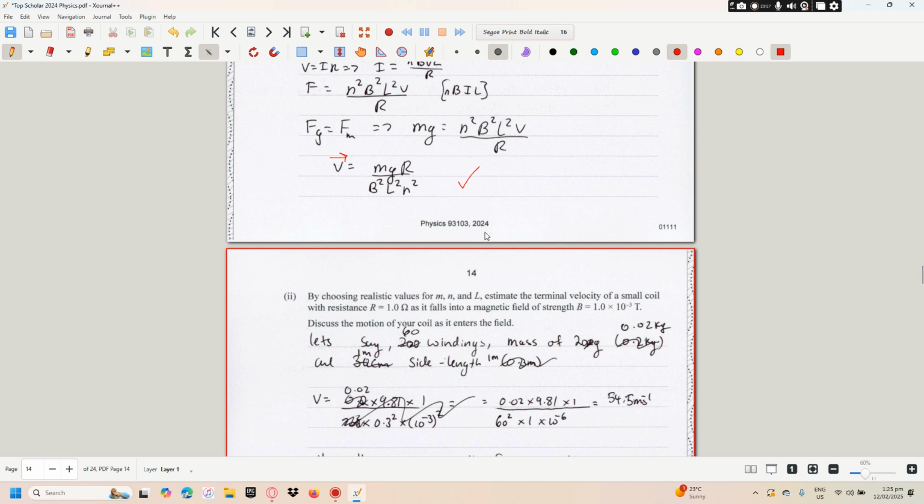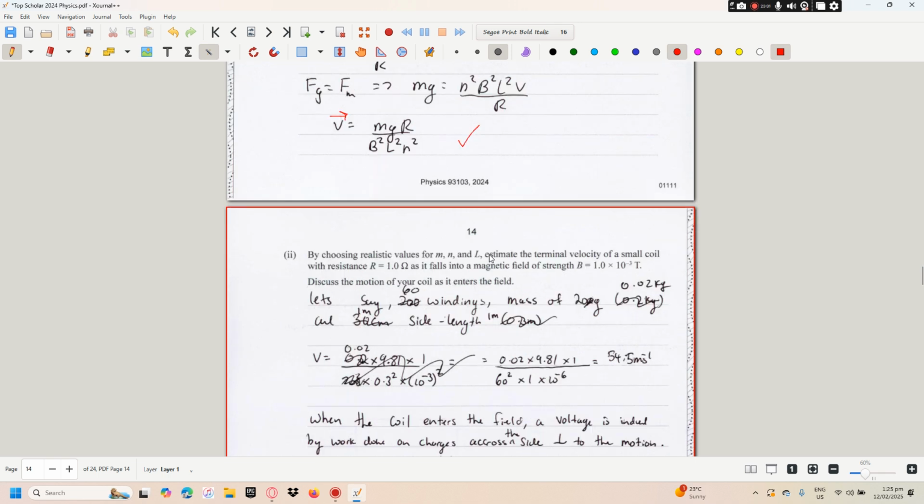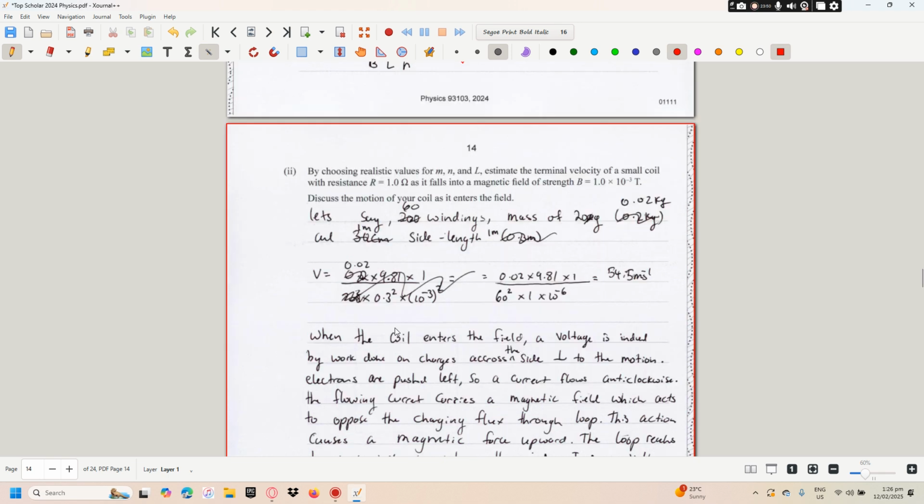This next question is a bit strange. They let you pick m, N, and L. It's a bit strange why they do that, but whatever. So I've gone for 60 windings, 20 grams, and a 1 meter side length. So a fairly big loop, fairly big coil, but it's light. You sub the numbers in and you get 54.5 meters per second. What do you do?